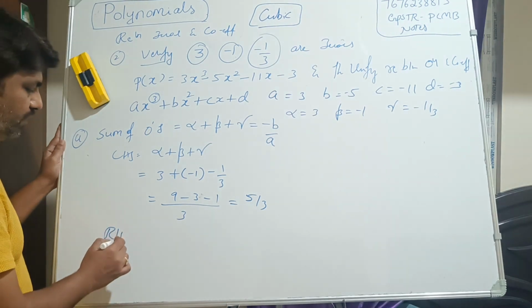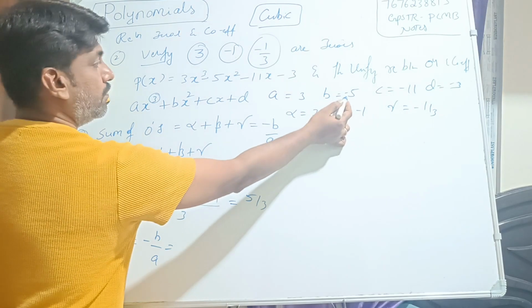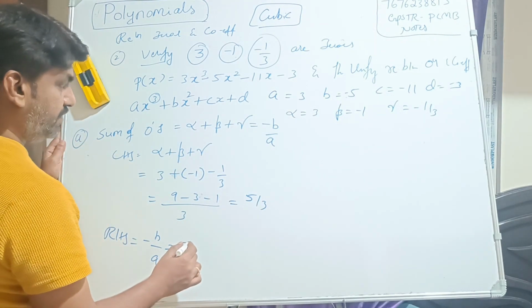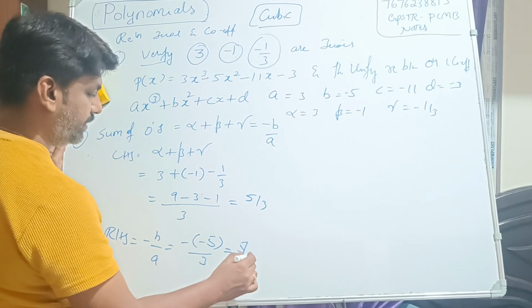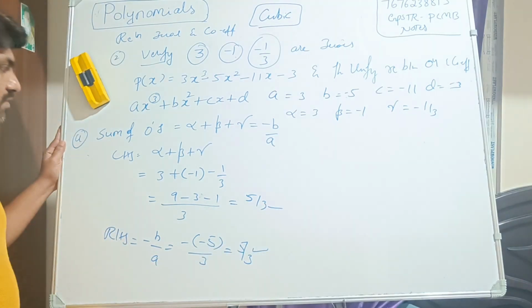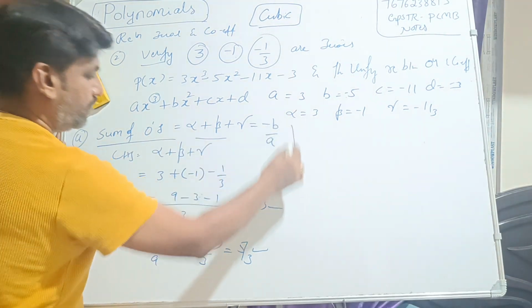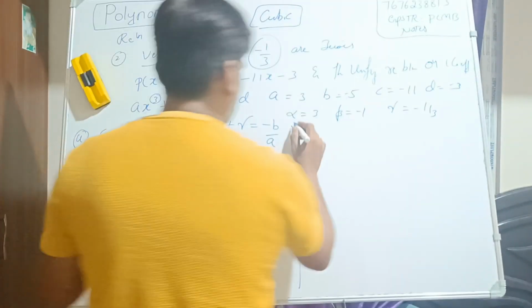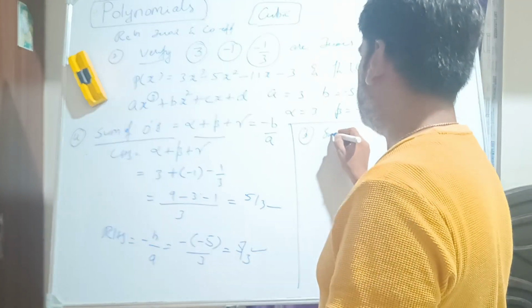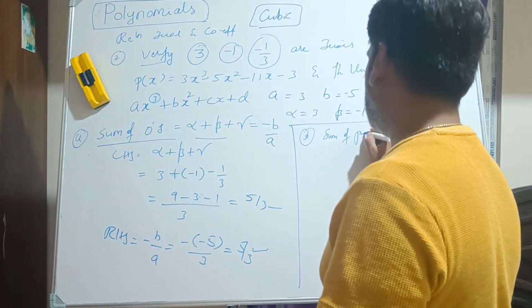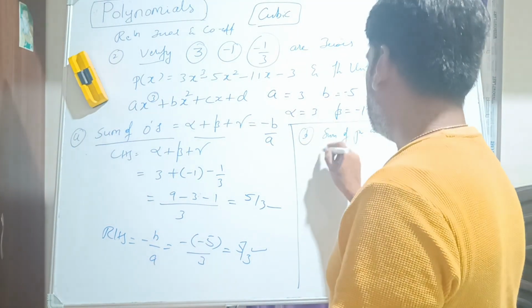What is RHS? Can we cross check now? RHS we have written as minus b by a. So what is b? Minus is there. What is b? Minus 5. What is a? 3. So it is 5 by 3. So LHS and RHS both are the same. So the relationship between the sum of zeros and the coefficients is correct with respect to the first one. So what is the second one? The second one is we should take the sum of products 2 at a time. How to take 2 at a time?